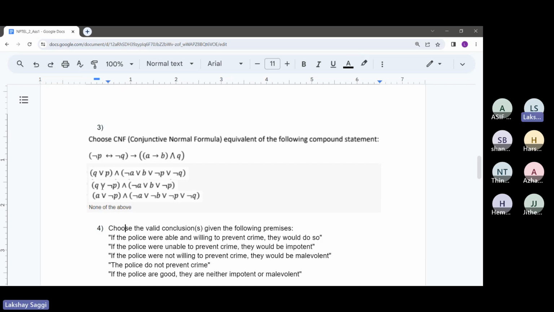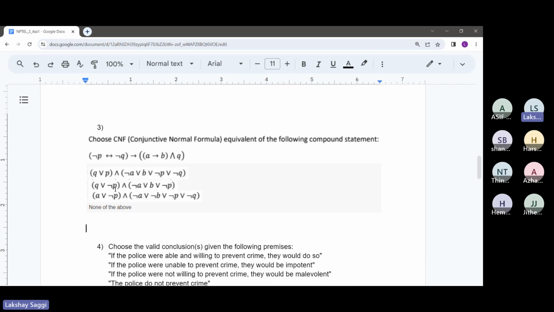So let's come to the third question then. The third question is saying, choose the CNF equivalent of the following compound statement. We are given this statement: not P if and only if not Q implies, let's say, not A implies B and Q. And we want to find a CNF, a conjunctive normal form.